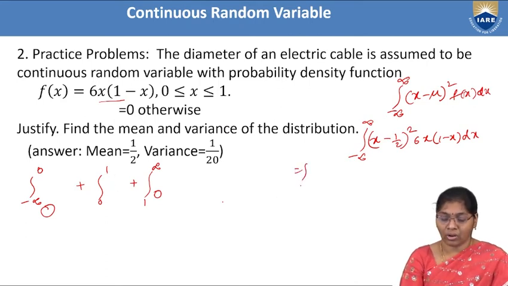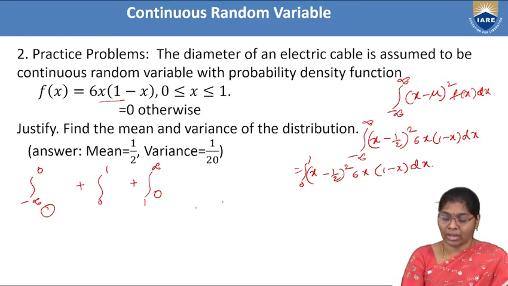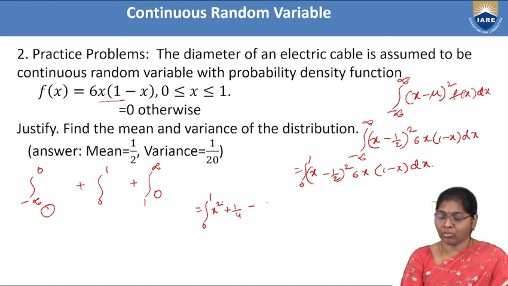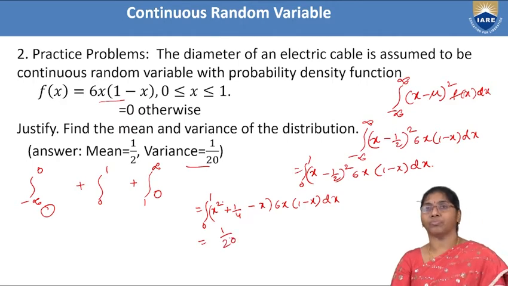That is integral 0 to 1 of x minus 1 by 2 whole square, 6x into 1 minus x dx. Now applying the equation a minus b whole square, a square minus 2ab plus b square, that is x square plus 1 by 4 minus 2 into x into 1 by 2, where the 2 cancels. We are solving this total equation. We get the variance equal to 1 by 20.